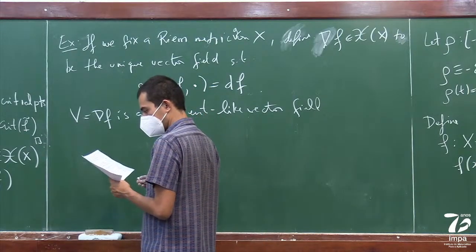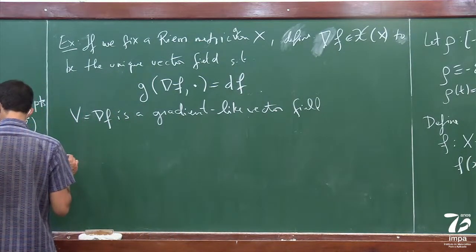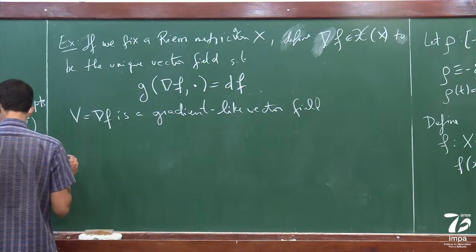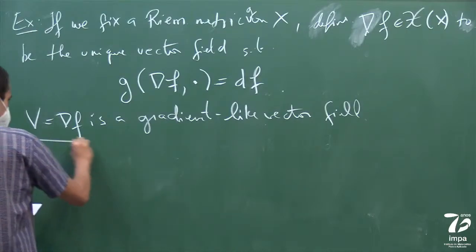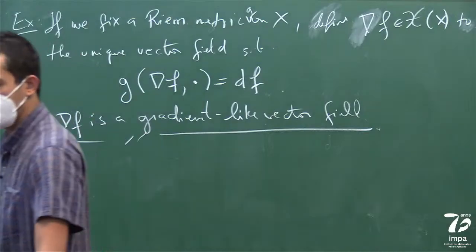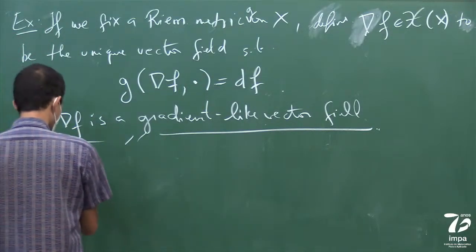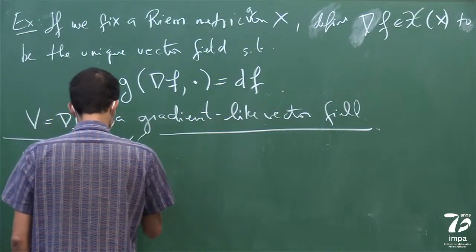All right, so now, using this, we let f be a Morse function again.